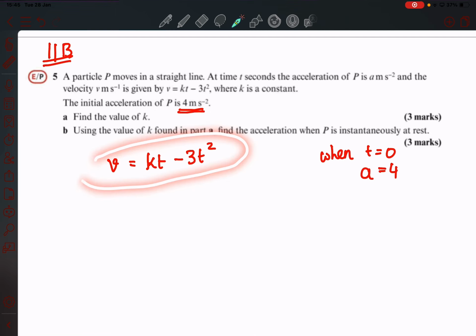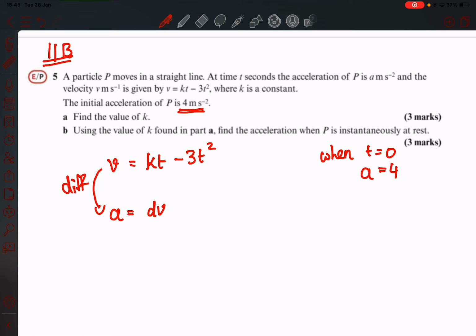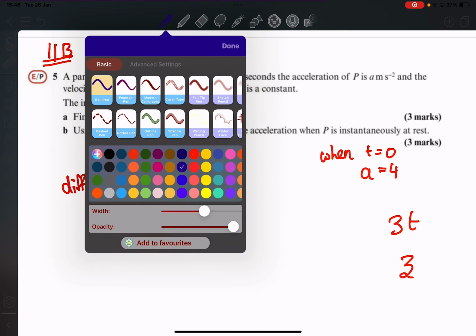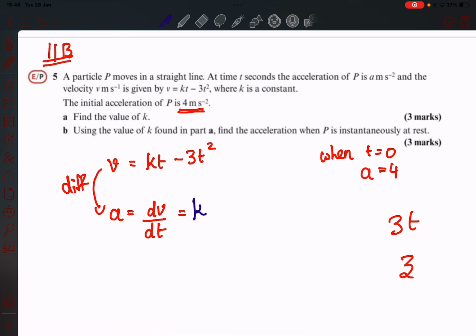The question is given in terms of v, but the data that they have provided is in terms of acceleration. So we have to change the velocity into acceleration, so we have to differentiate this. So I can say acceleration is dv over dt, which would be... k is some constant, so do not differentiate k. If it was 3t, I would have got the differential as 3. So the differential of kt would be k. And the differential of minus 3t squared would be minus 6t.